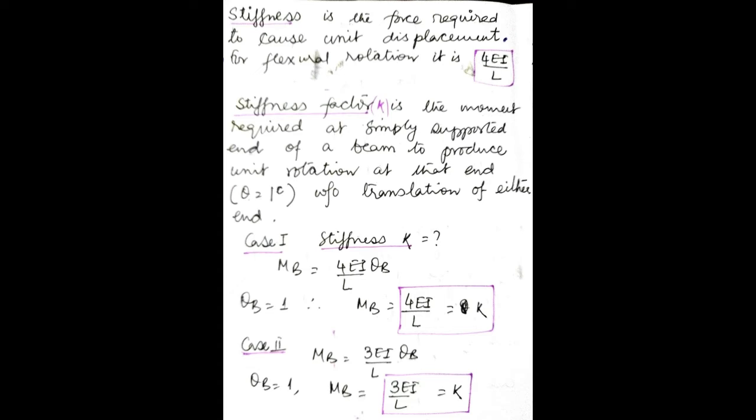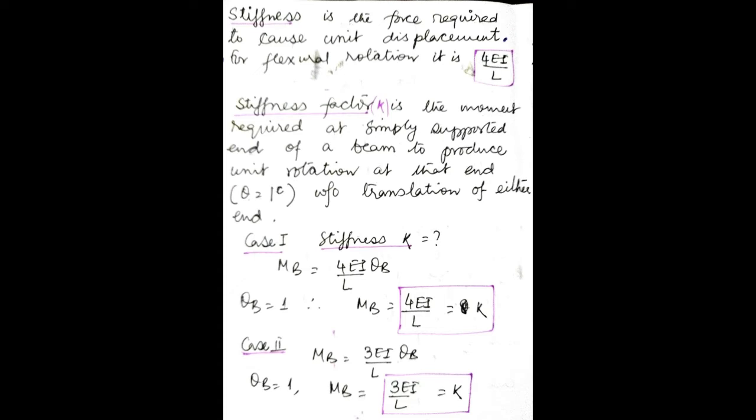So stiffness factor will be, see, MB was 4 EI theta B by L. So now what is stiffness factor? Stiffness factor is the moment required to produce a unit rotation. So unit rotation means one radian rotation. What is the rotation? Theta B. So theta B is equal to 1. So if theta B is equal to 1, the moment comes out to be 4 EI by L. So this is the stiffness factor. What is stiffness factor? It is the moment value. Correct?